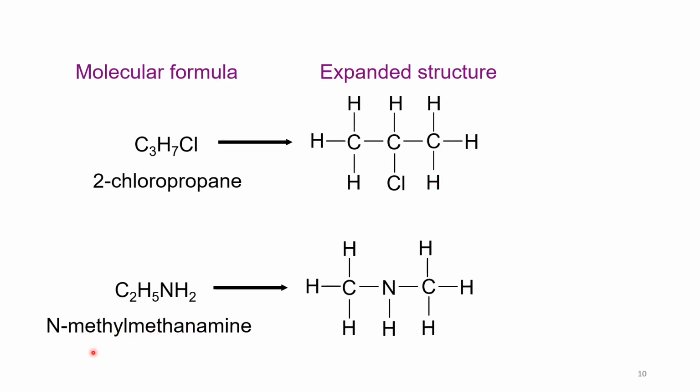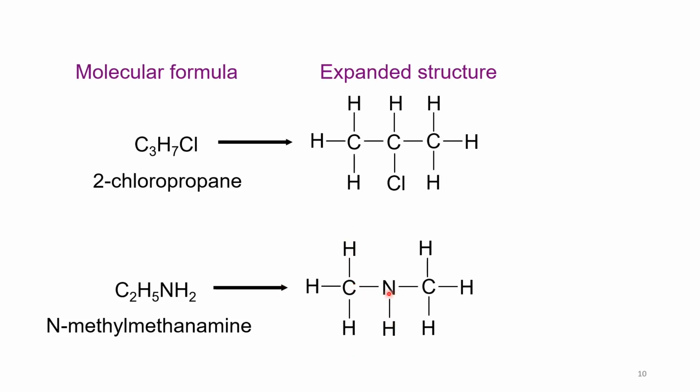And the last one for expanded structure is N-methylmethanamine. The formula is C2H5NH2. So first carbon is CH3. Okay, so this carbon is attached to nitrogen.